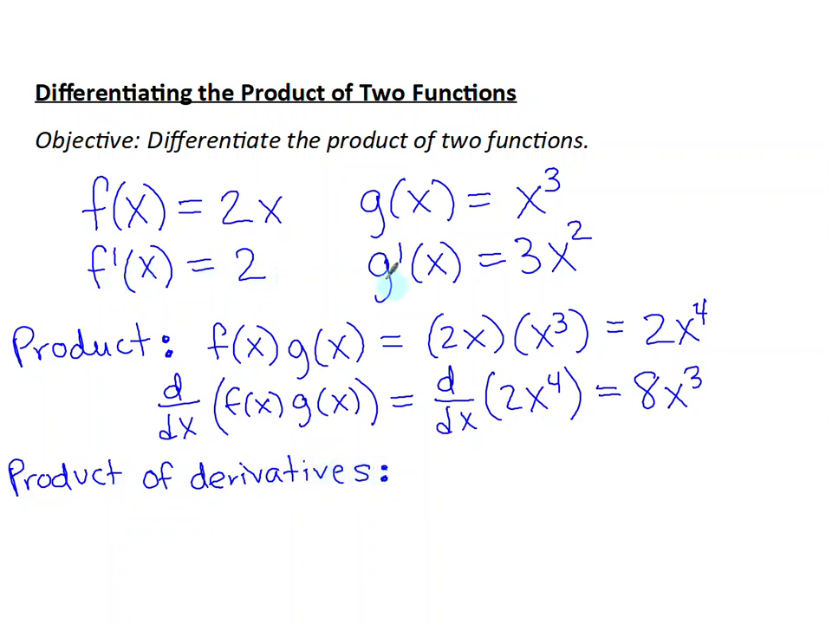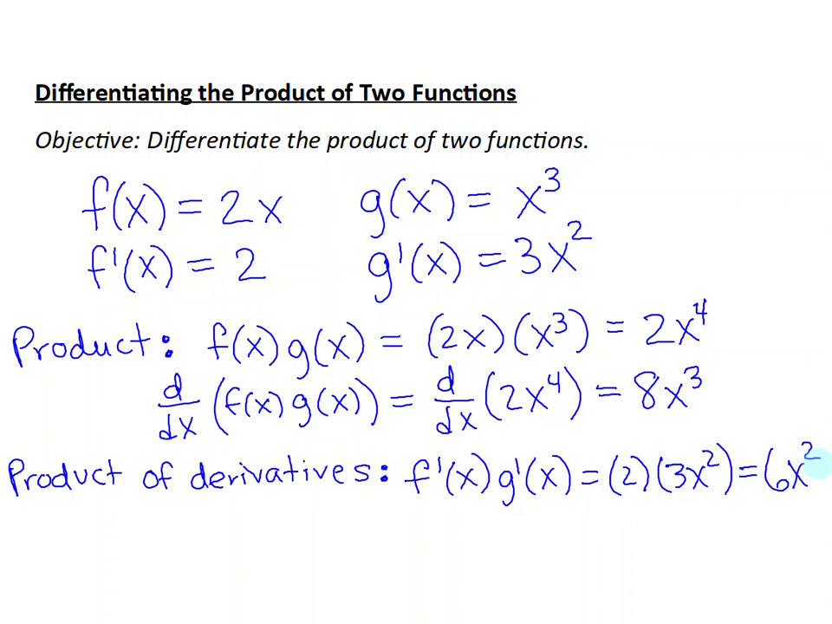meaning f prime of x times g prime of x. f prime of x times g prime of x is 2 times 3x squared. Multiplying those makes 6x squared. Notice that the derivative of the product, 8x cubed, and the product of the derivatives, 6x squared, are not equivalent.